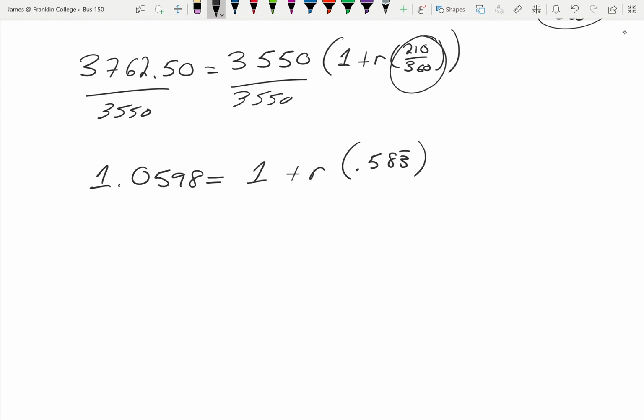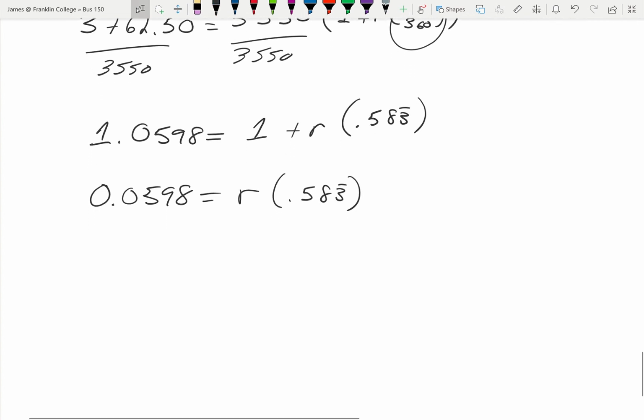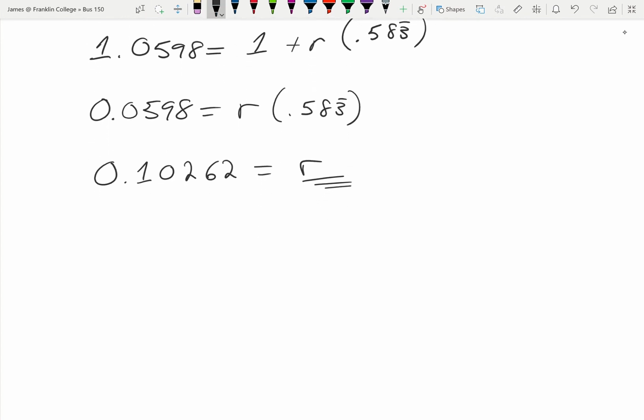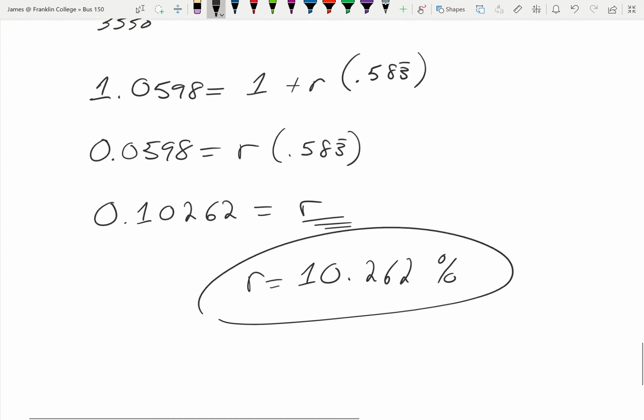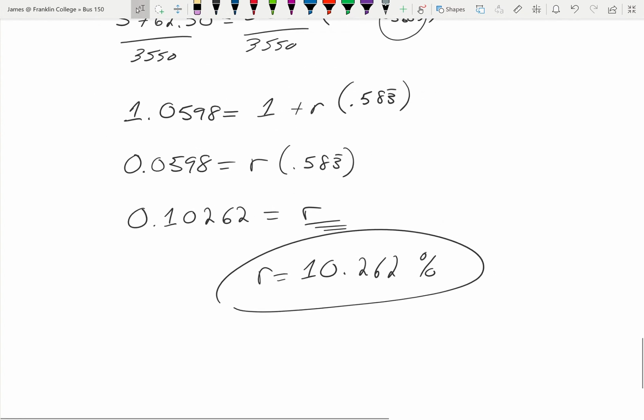So we can subtract 1 from both sides. We'll get 0.0598 equals R times 0.583 repeating. We can divide both sides by our 0.583 repeating, and we are going to be left with 0.10262. Well, that is going to be the interest rate. That is the rate that our new person is earning. So the rate for the new person is 10.262%. So the new person is actually going to be earning a higher interest rate on this investment. Alright, so that is some problems working with simple interest rates.